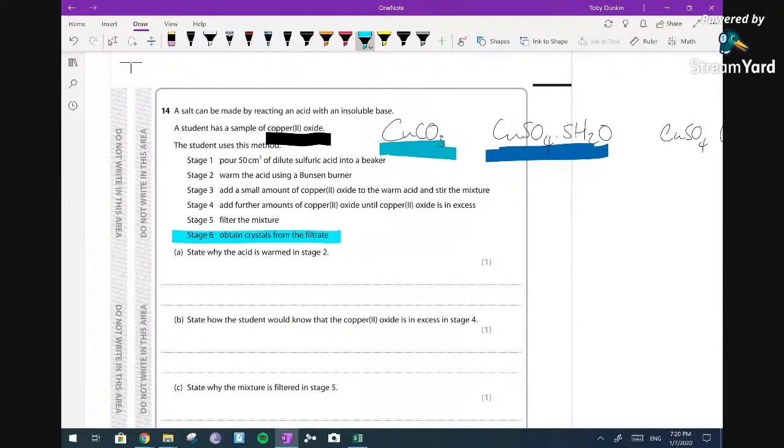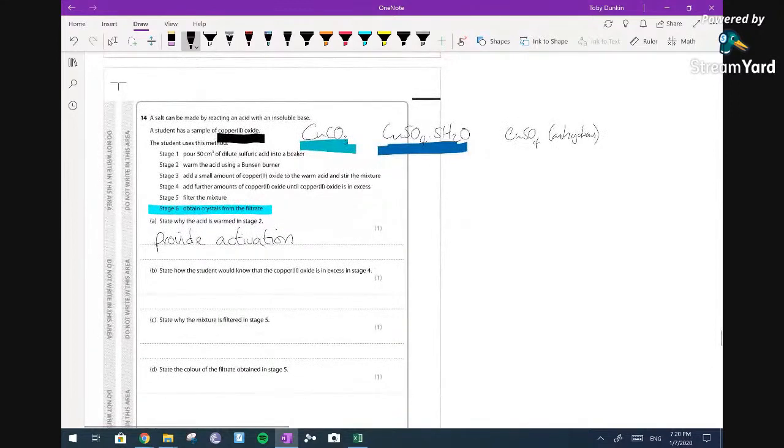Okay, state why the acid is warmed. Provide activation energy. Just to let you know, by the way, I'd love to look at the mark scheme for this, because provide activation energy. You could also say to increase the rate of reaction. Why do we heat anything?